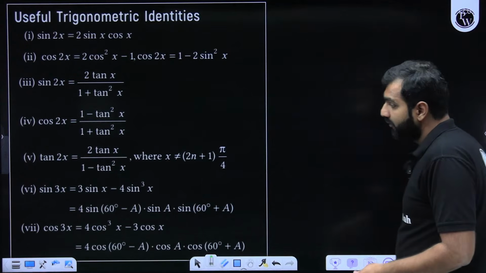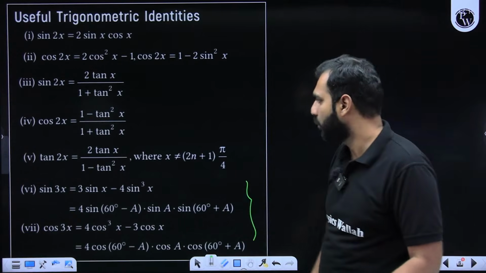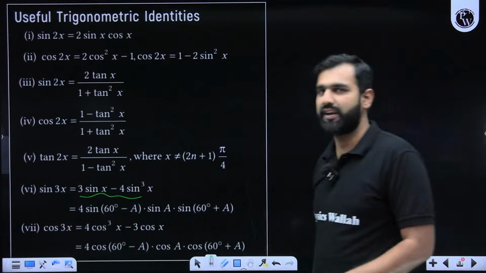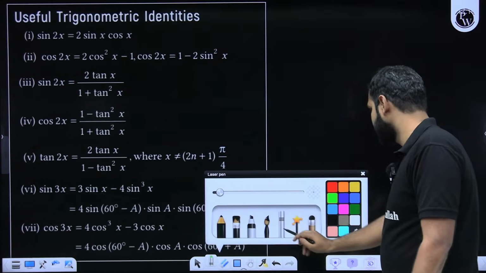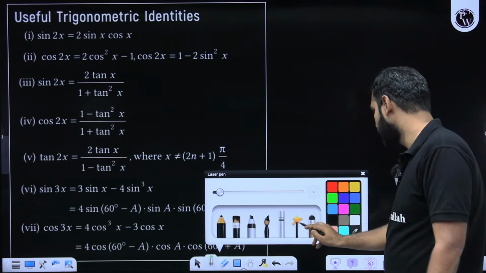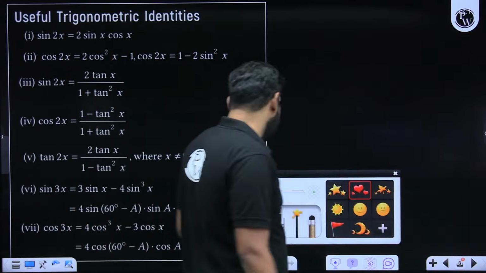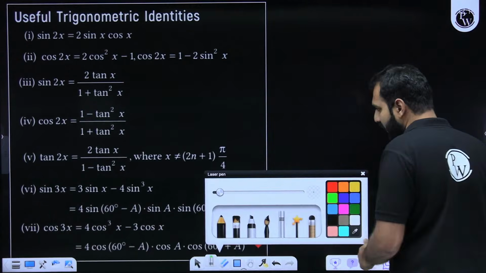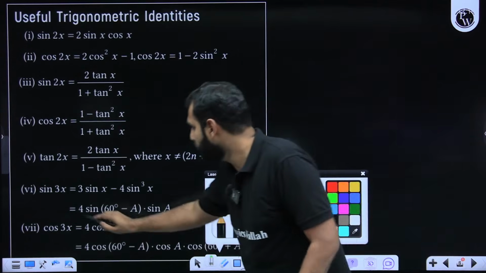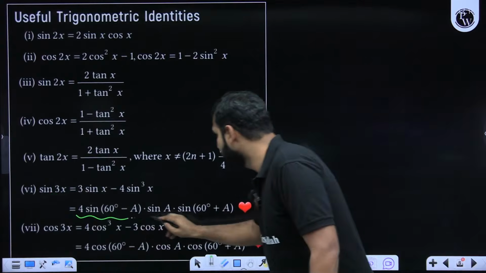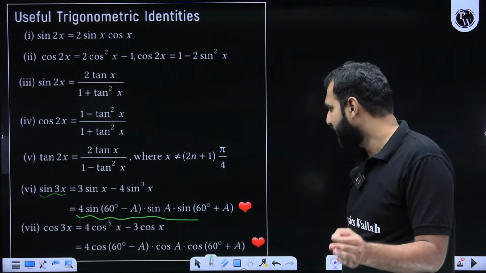The next formula will be sin 3a and cos 3a. So for sin 3x, we know this version, 3 sin x minus 4 sin cube x. The other version, which IIT JEE very fondly asks, is this one. I'll highlight this one so that you don't forget this one. This one, students. This one and this one. These two versions of sin 3x and cos 3x, you should remember by heart. Which one? The first one, sin 3x, you've got to remember it as 4 sin(60 minus a) times sin a times sin(60 plus a).